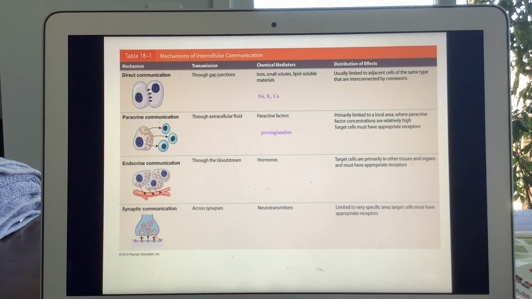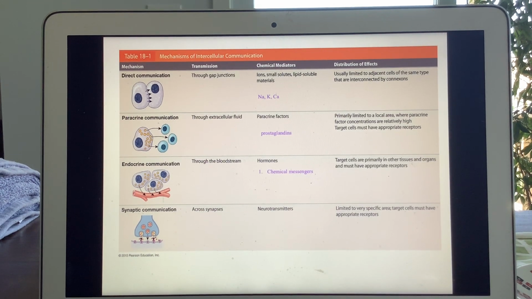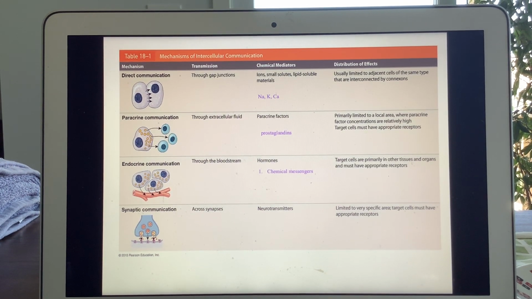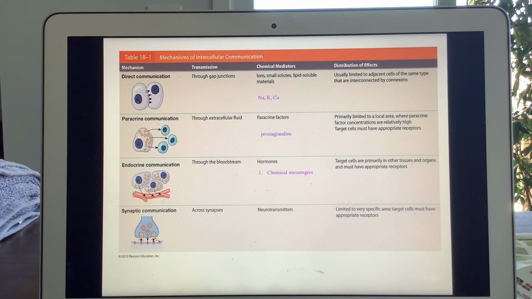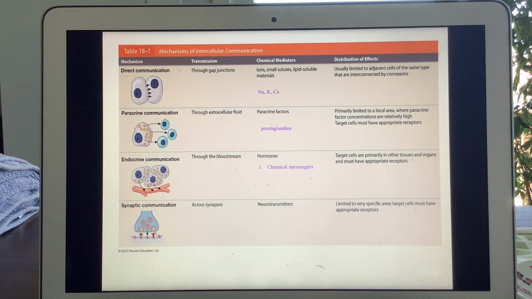Those chemical mediators are called hormones. And when we talk about hormones, there's several things that you need to remember. The first is that they are chemical messengers. That means that there's some kind of ion or small organic molecule that talks between the two cells.